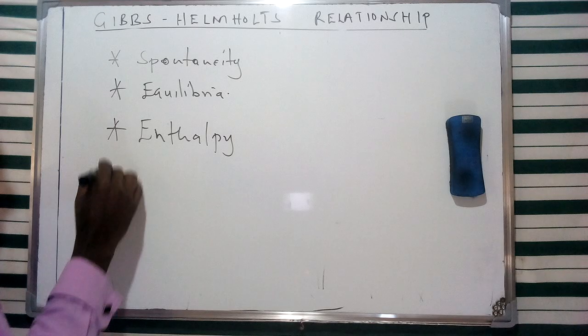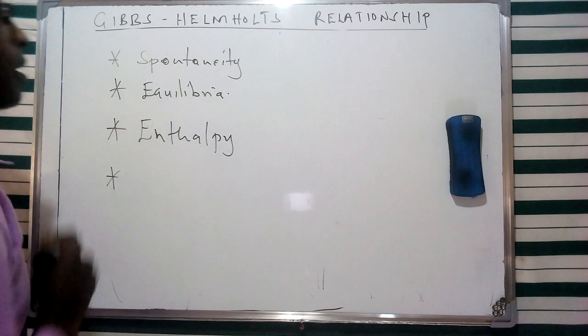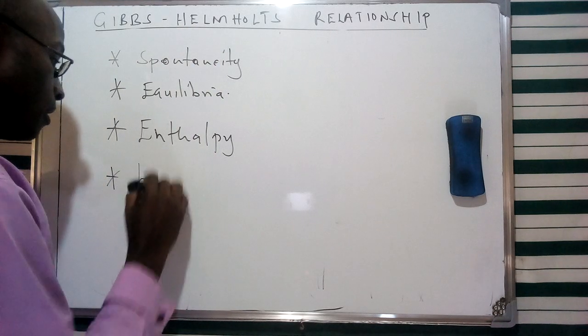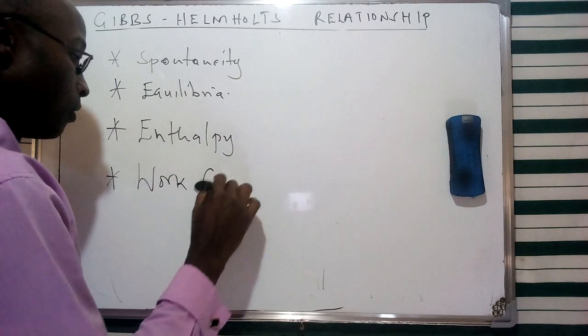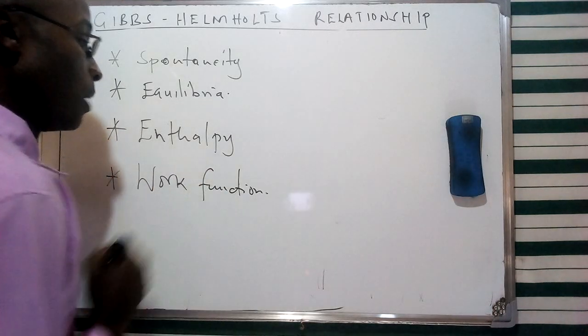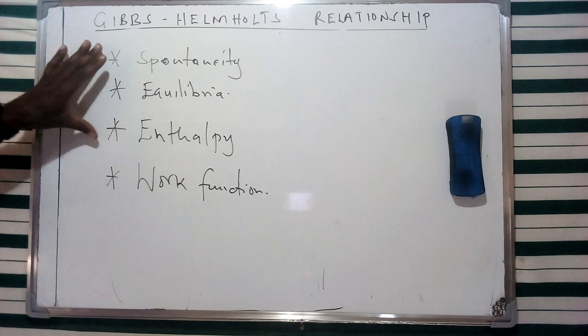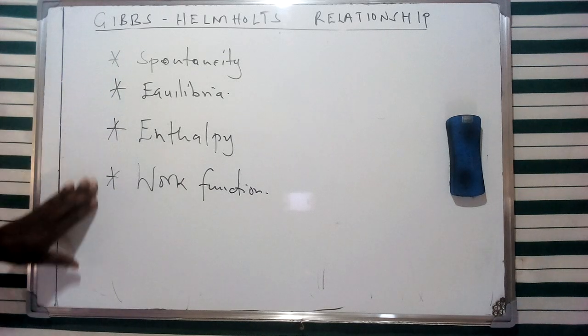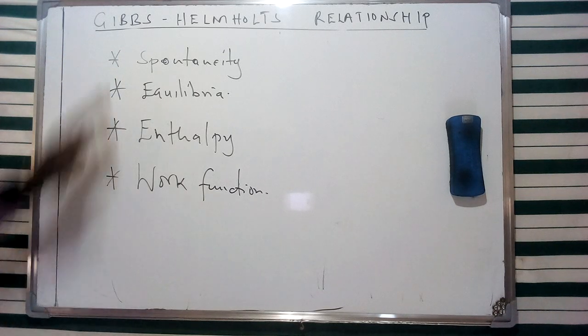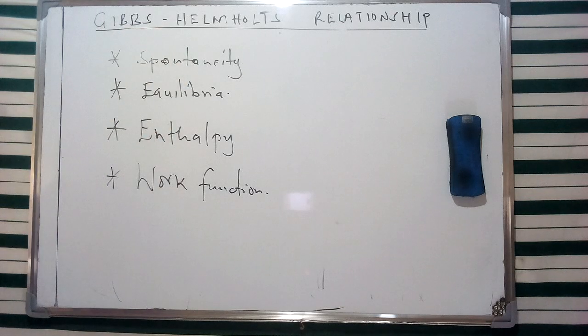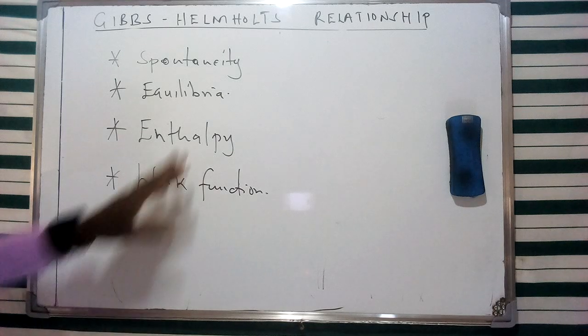And lastly, we have said that we can use the Gibbs-Helmholtz relationship in finding the work function or the maximum work which can be performed by a system. So in this specific case, we see that we have a wide range of applications for the Gibbs-Helmholtz relationship. And of course, they're going to be applicable and of great significance for us as we go ahead.